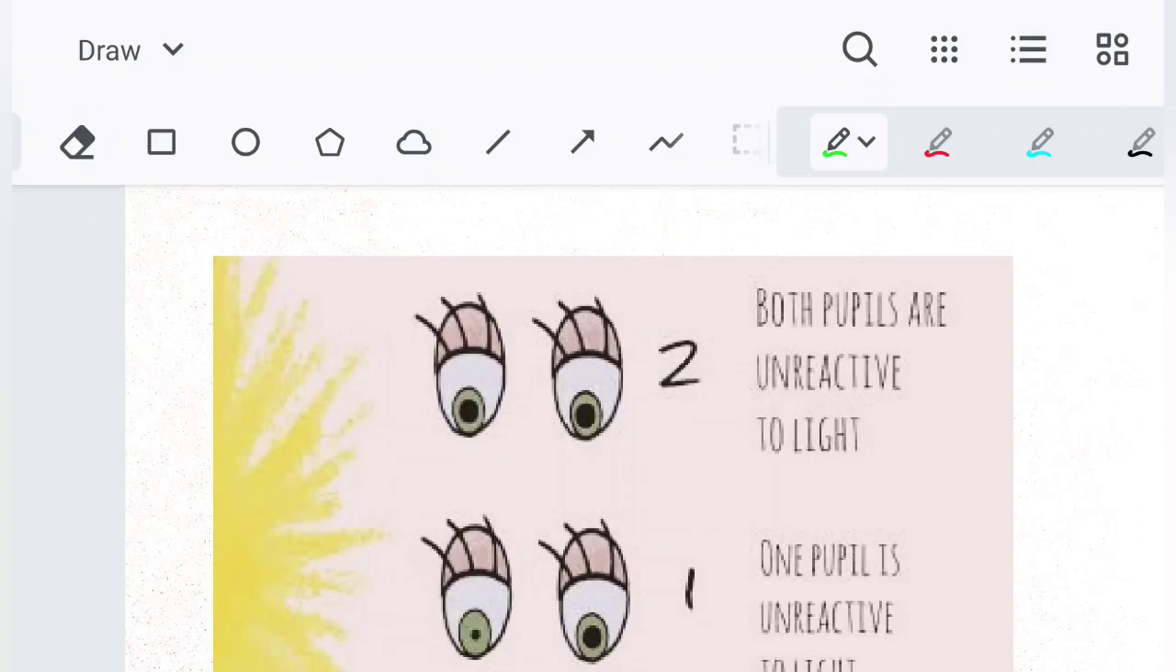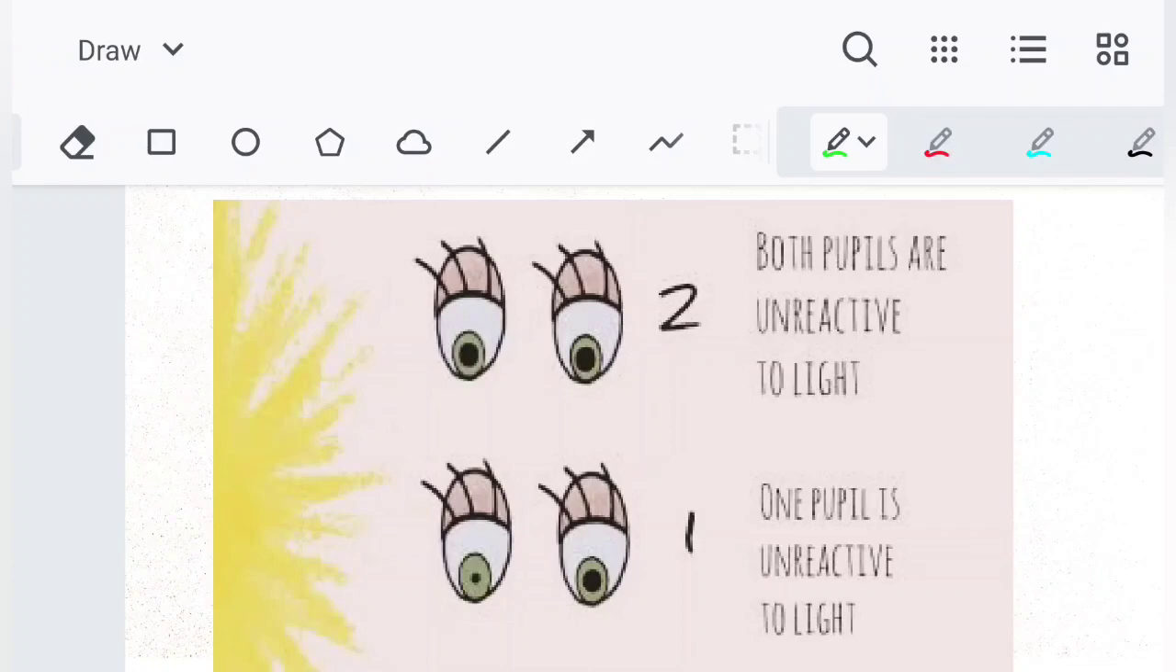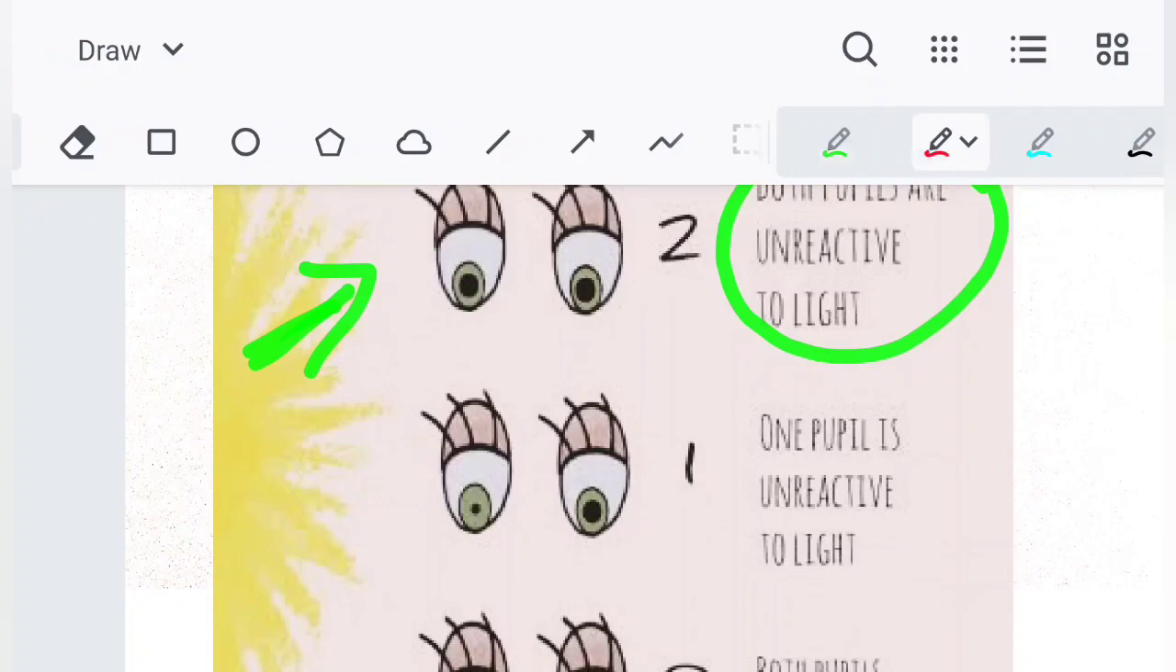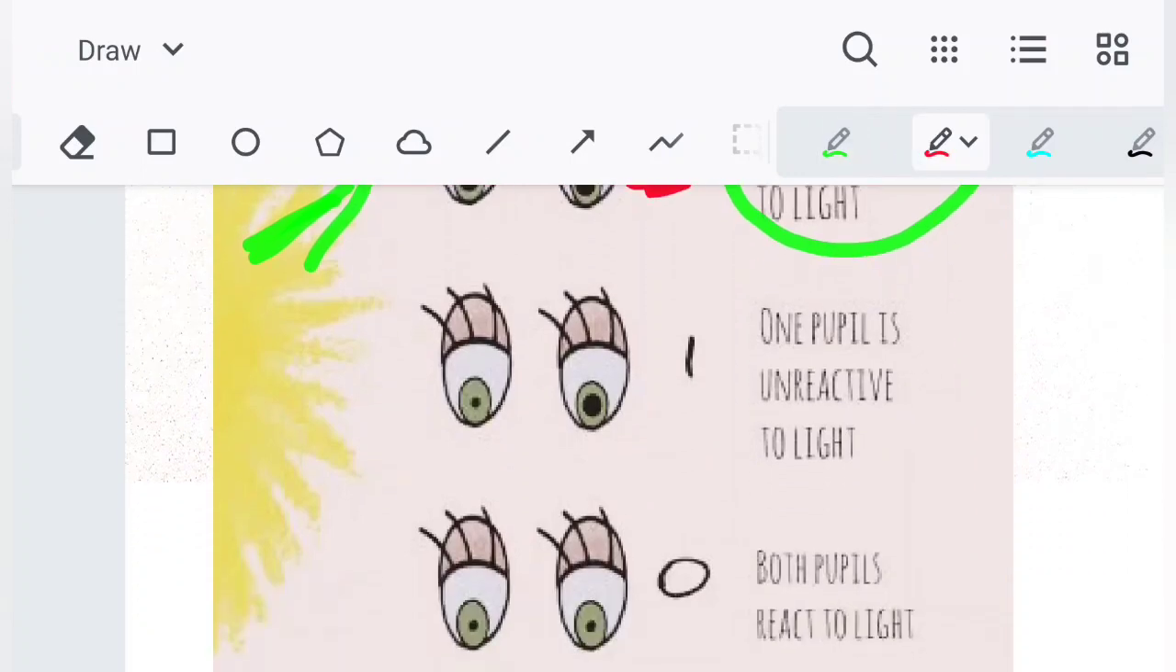Now GCSP we already discussed. Here we check how many pupils are non-reactive to light. So here a light source is given to the pupils. Both are dilated, that is, both the pupils do not constrict to light. So both the pupils are unreactive, and a score of 2 is given. Then if one pupil constricts and the other does not, a score of 1 is given.